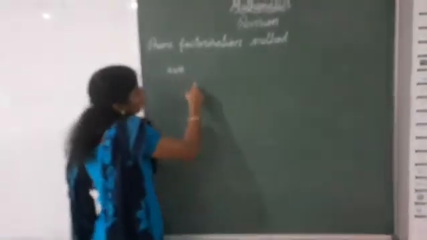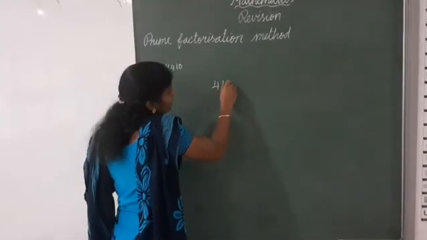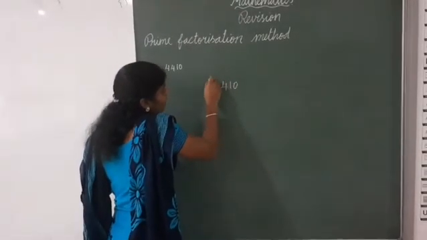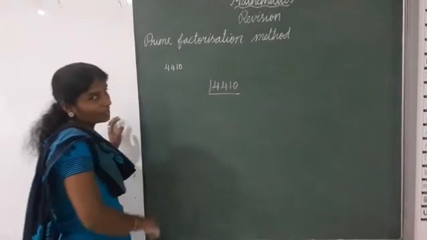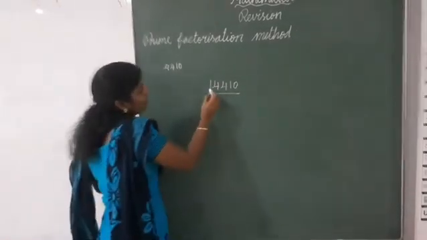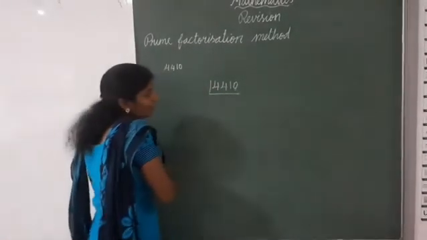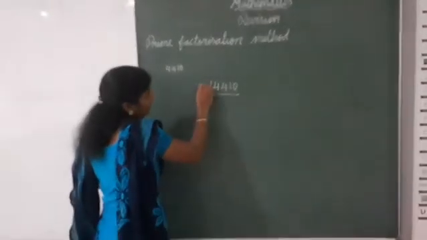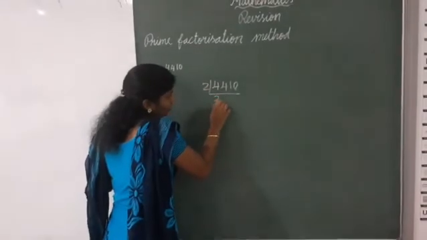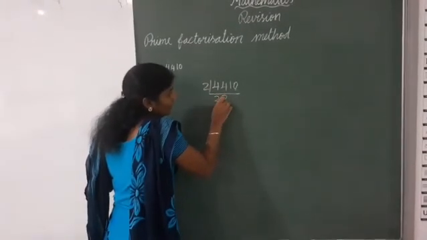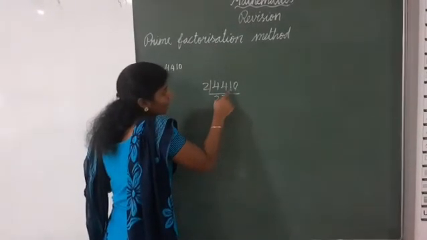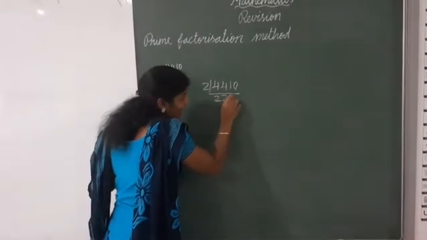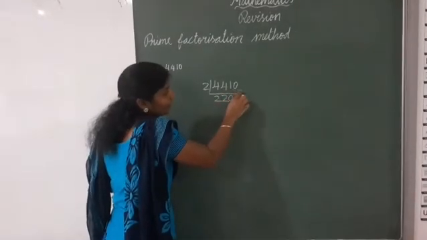Now here 4,410. We can use this DAO method. This is the prime factorization method. Now here the ones place is 0, so we can say this number is divisible by 2. So we can take 2. 2 2s are 4. Again 2 2s are 4. 1 is less than 2, so we can write 0. We can take together 10.